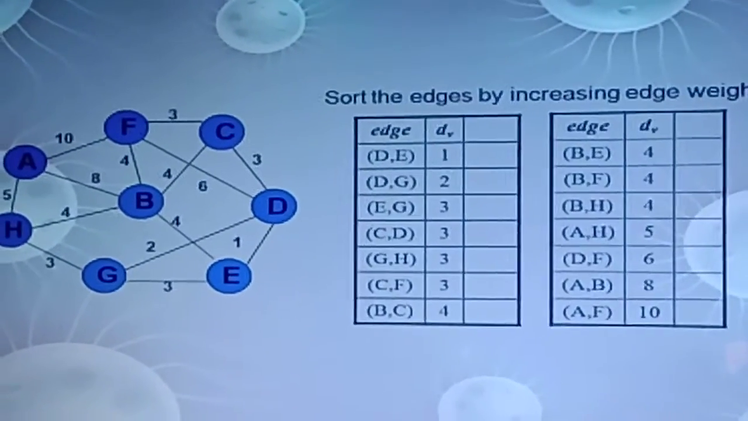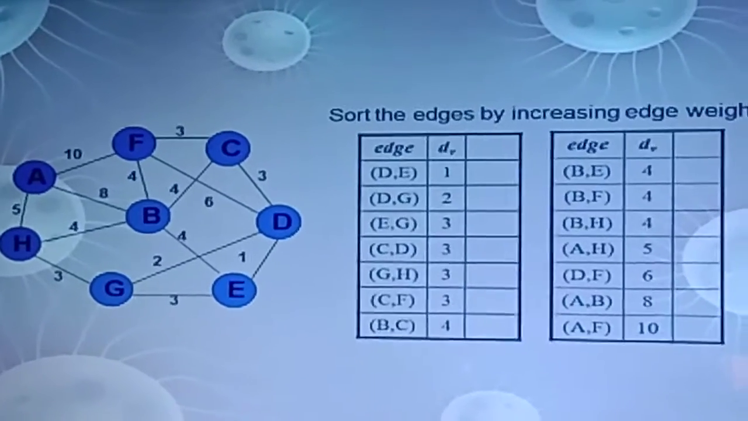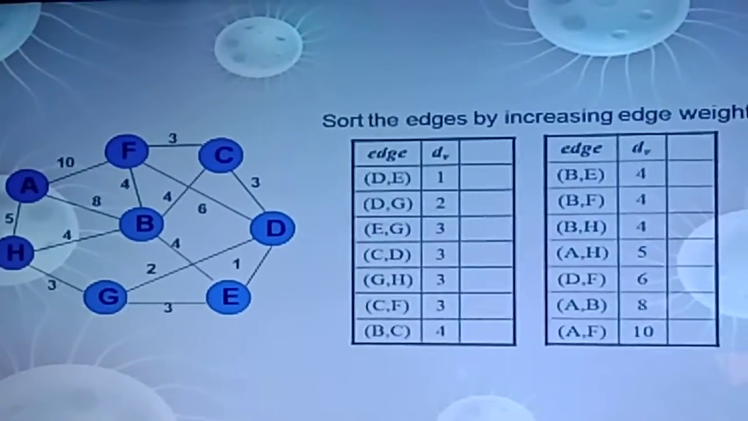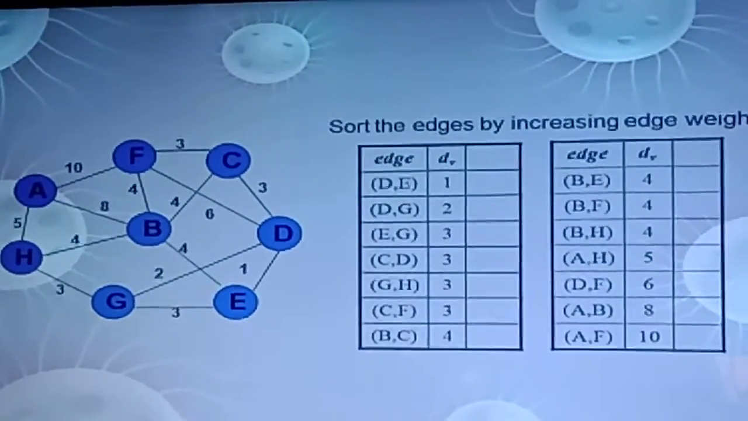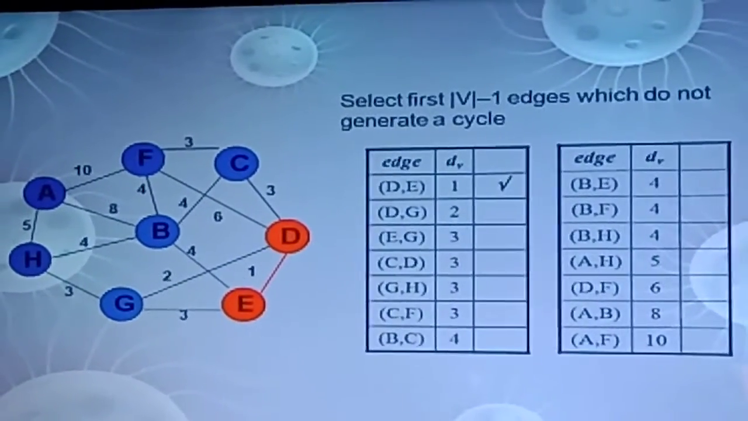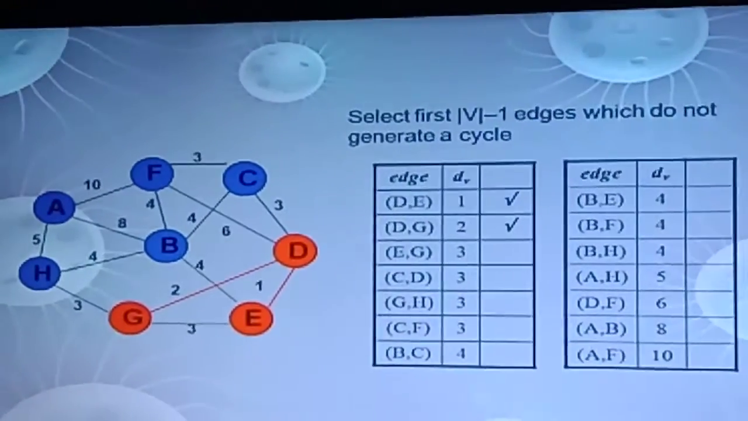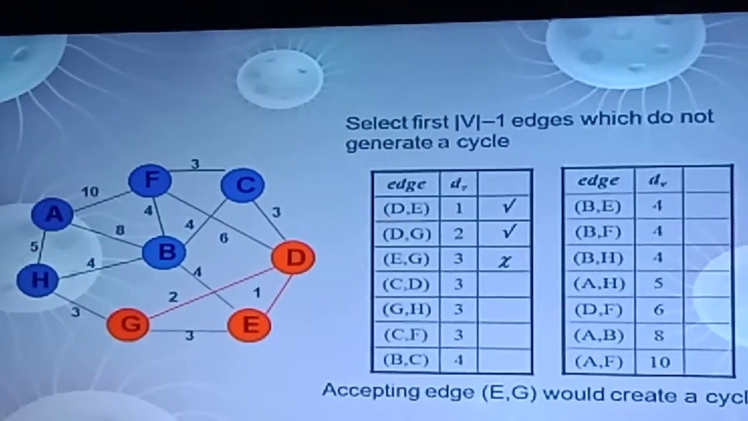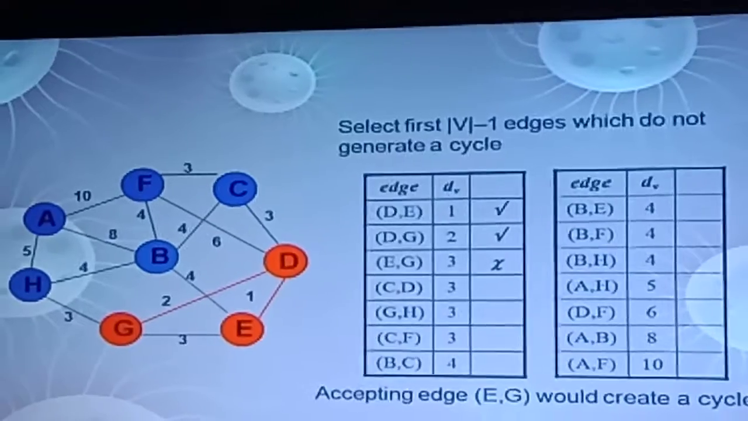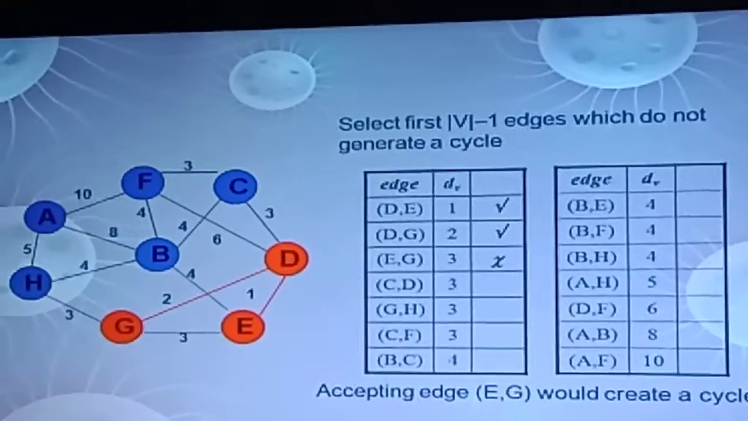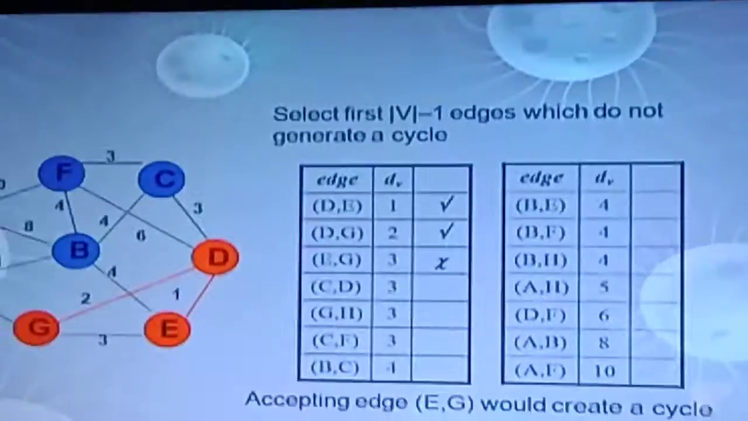After sorting the edges in ascending order, you can start traversal using the order of edge weights. So in this one, first we can select D to E, which is the least, and next D to G, 2. Next cost is G to E, which is 3, but this forms a cycle, so you avoid this one and go to the D to C or C to D.